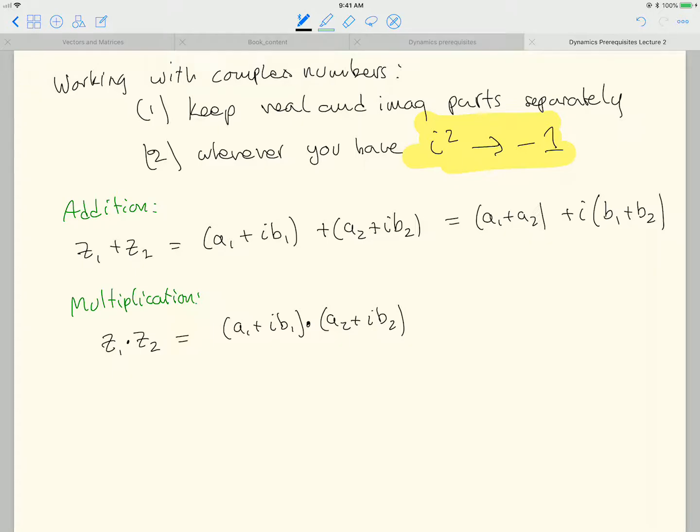Okay. And again, if I hadn't told you that i is the square root of minus 1 and you were multiplying these, you might just expand these parentheses. So you would get A1 times A2 plus i squared times B1 times B2. Okay. So first it was this term times this term, then this term times that term.